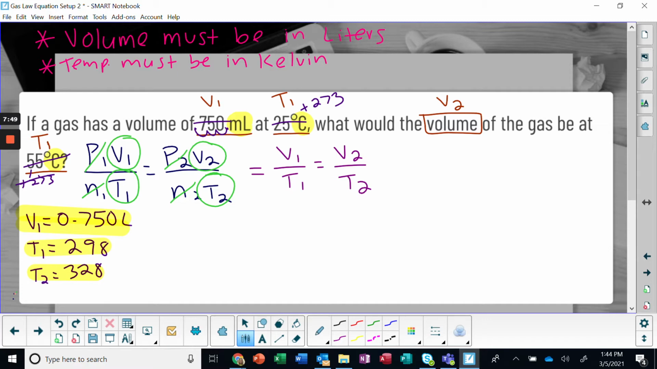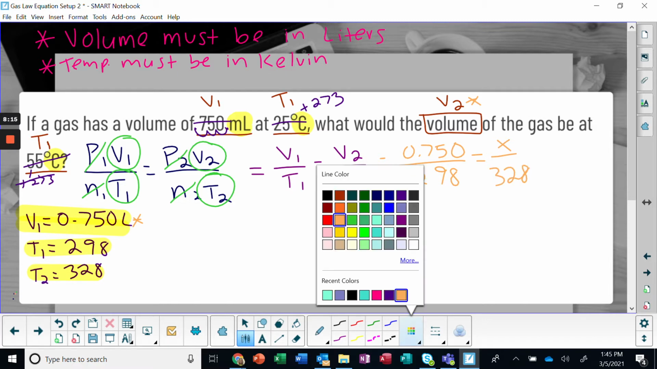So V1, that's this one. So V1 is 0.750 over T1, which is 298, equals V2, that's my question, right? That's my X, over T2. Okay?